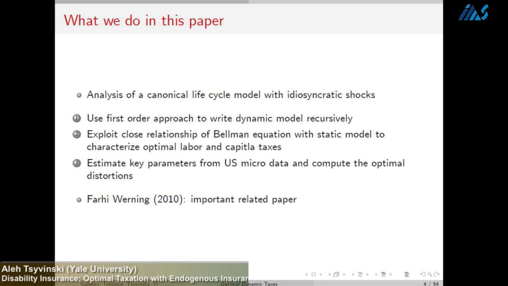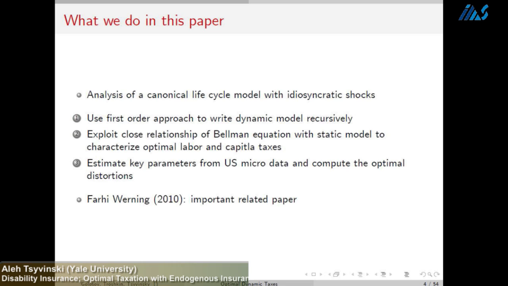Okay, so what we're going to do in this paper is the following. We're going to look at a model which is quite similar to any of the life cycle models that I have seen in modern macro. And the key contribution that allows us to make progress in solving these models is the use of the first-order approach, developed by Aleh and co-authors and developed by Marek Kapichka for these dynamic applications.